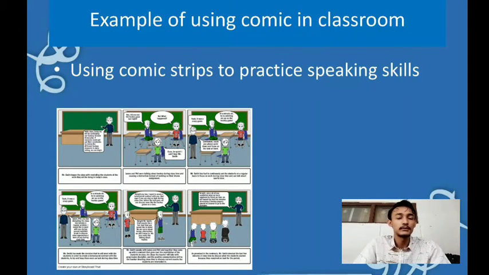Okay, here are examples of using comics in the classroom. The first is using comic strips to practice speaking skills. If a group of learners has finished creating their comic strip, we could ask each group to act out their comic strip in front of the class. Each learner should choose a character and practice saying their lines before performing them with their group, and this activity will help learners practice their speaking skills.